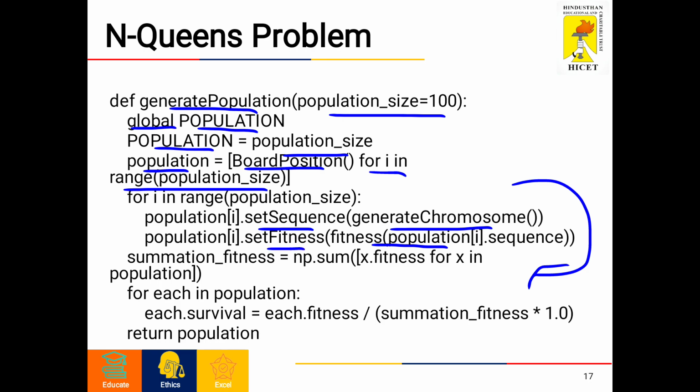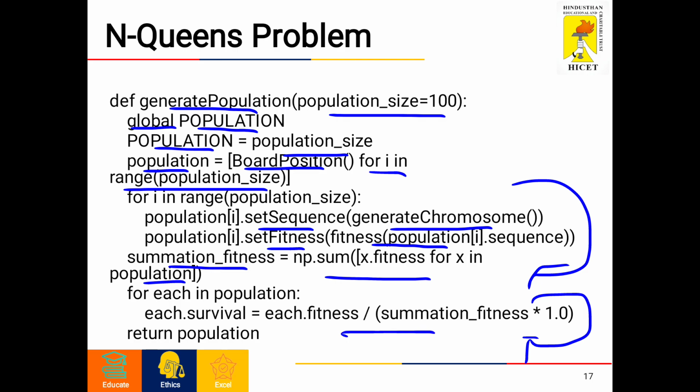In order to find the survival, it will be computed as each fitness value divided by the sum of all the fitnesses. In order to find the sum of all the fitnesses, we have to use this method. Once we find it, it will be assigned to summation fitness. Again, we are going to iterate over the population in order to find each and every individual's fitness.